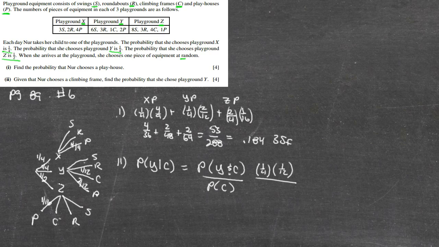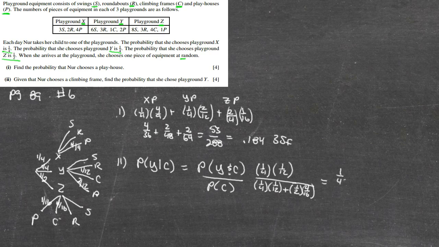And then I'm going to look at the probability of the climbing frame. Well, playground X doesn't have one, so that helps. Playground Y does. I already know those probabilities. I'm just going to write those down, but then I'm going to add them to the probability of going to Z. So at Z, there's 4 climbing frames out of 16, so 4/16. So that's going to be 1/2 times 4/16. And then all I've got to do is multiply these on the bottom and add them together.